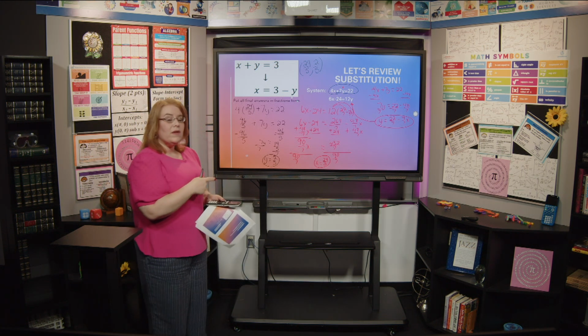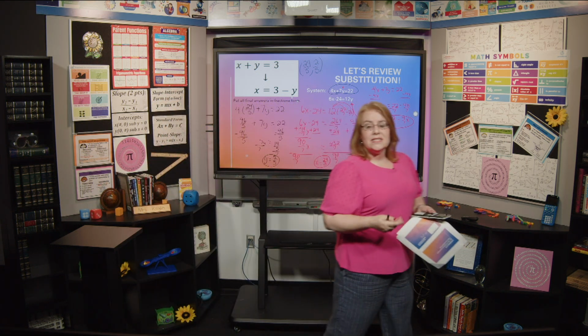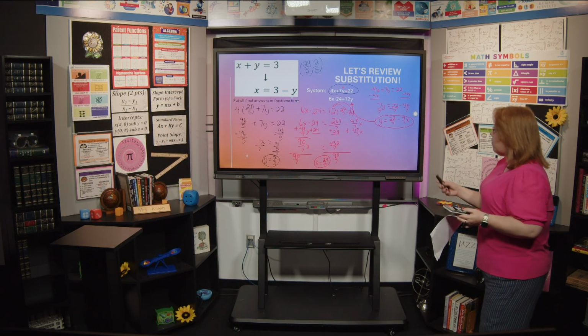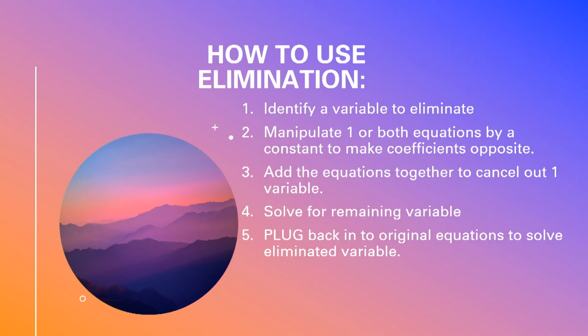the other. So now that we've reviewed our substitution, let's look at some elimination. We're going to have some different ways that we can do this. So it says how to use elimination. Well, we've got a couple of steps that we need to review. And it says, first, I need to identify the variable I'm going to eliminate. Next, I'm going to manipulate one or both of my equations by a constant to make the coefficients opposite. I am going to add the equations together to cancel out one of my variables and then solve for the remaining variable, always plugging back into the original equations to solve for that eliminated variable.